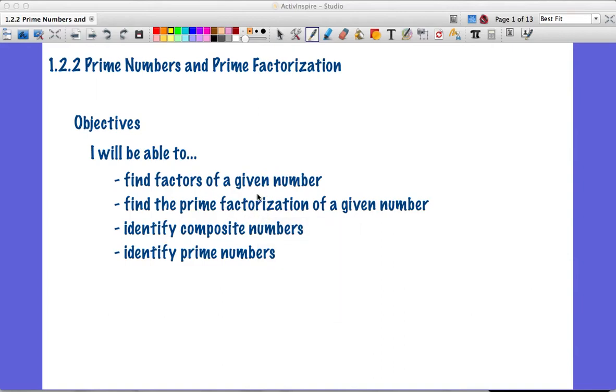Welcome to lesson 122, prime numbers and prime factorization. Today's objectives: I will be able to find factors of any given number, find the prime factorization of a given number, identify composite numbers, and identify prime numbers.